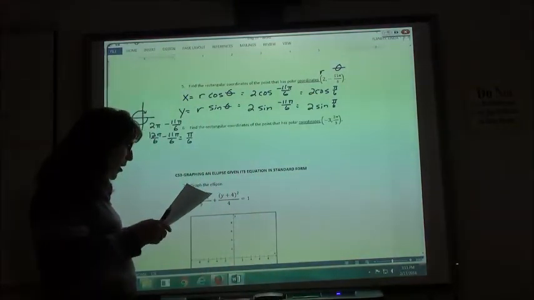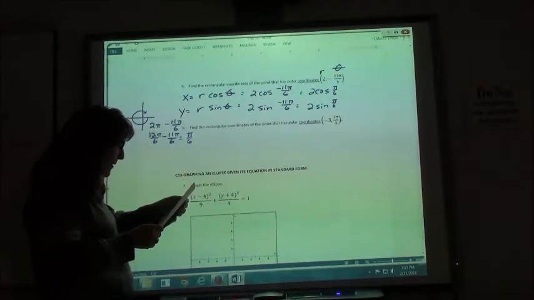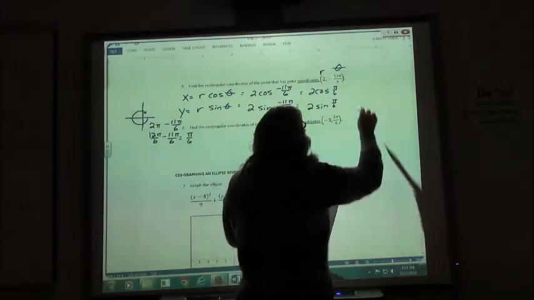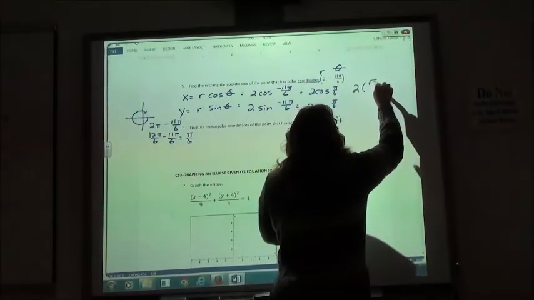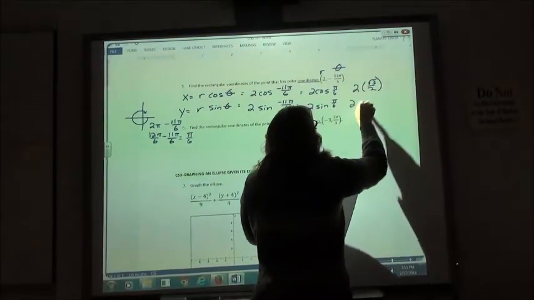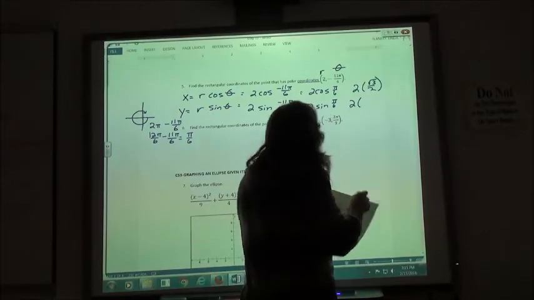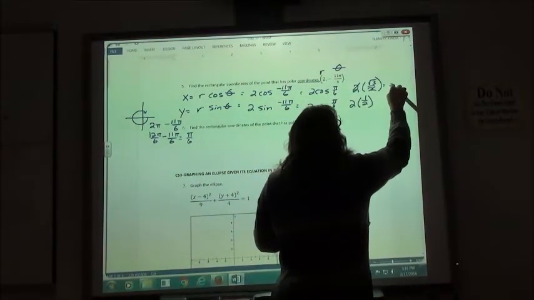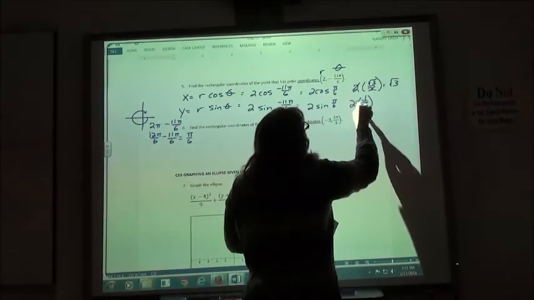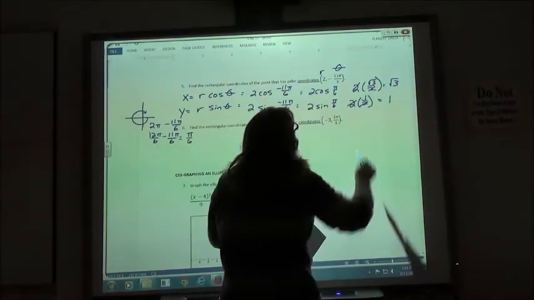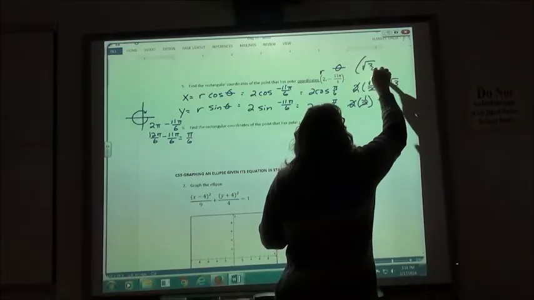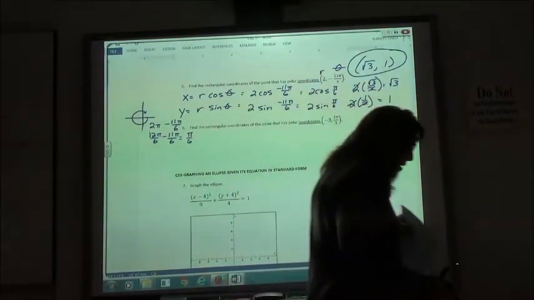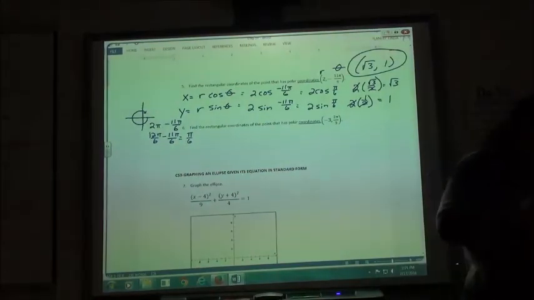So looking at my cosine of pi over 6. Pi over 6, my cosine is square root of 3 over 2. So 2 times square root of 3 over 2. And my sine is 1/2. 2 times 1/2. So here the 2's cancel out, I get the square root of 3. Here the 2's cancel out, I get 1. So my coordinates would be square root of 3 and 1. So my rectangular coordinates there, I get the square root of 3, positive 1.